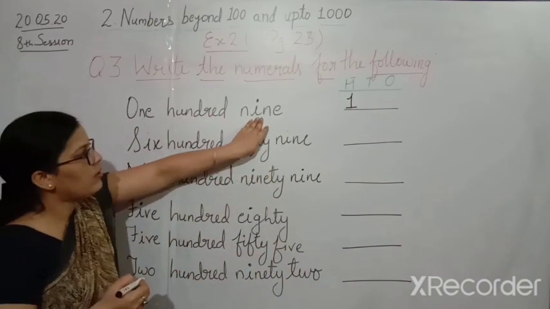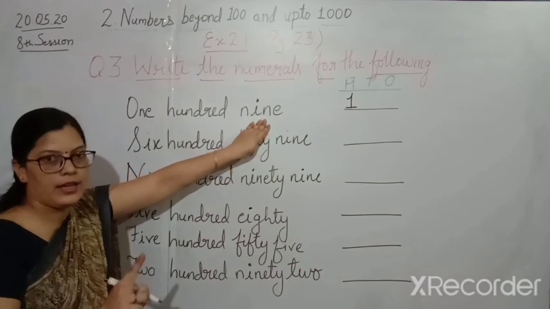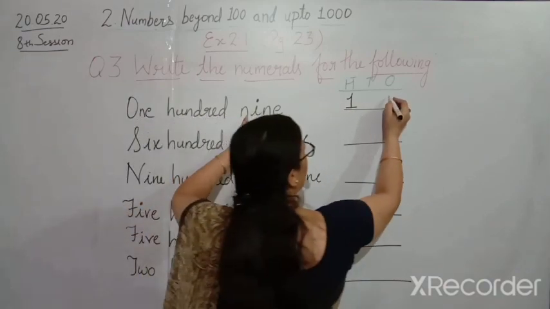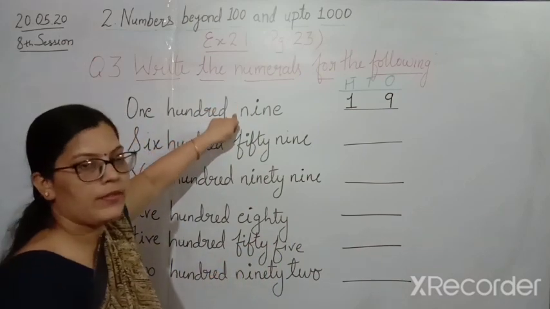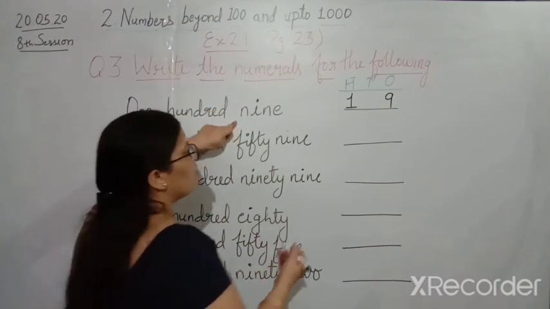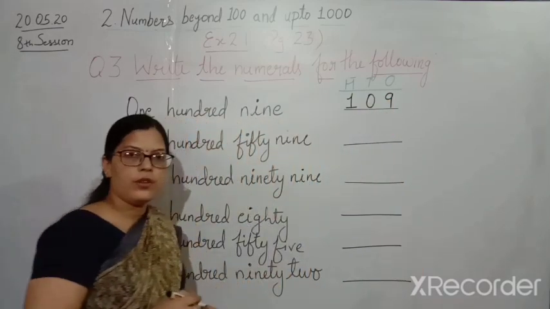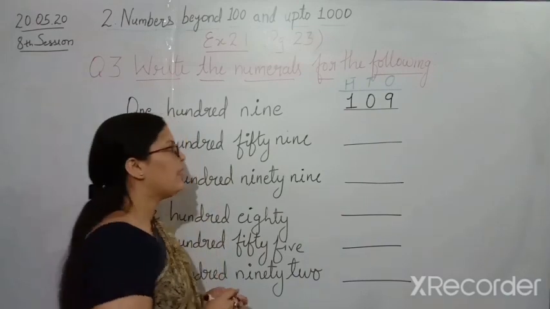Now again see here, the number name of only one digit is given, 9. So this is for the ones place, so 9 will be written at the ones place. Nothing is given for tens, like 40, 60, 70, nothing like that. So at the tens place we will write 0. So the number is 109.